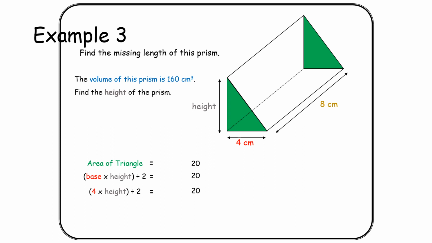Now see, this 2 is here. I want to get rid of it. It is dividing on the left hand side. So what I am doing, I am multiplying both the sides by 2. This will help me to get rid of this 2 because 2 divided by 2 is 1 and 2 times 20 is 40. So 4 times the height is equal to 40. Now I want to get rid of this 4. So I will divide both the sides by 4 and I will get height is equal to 10 centimeter. So this is how we can find the height.